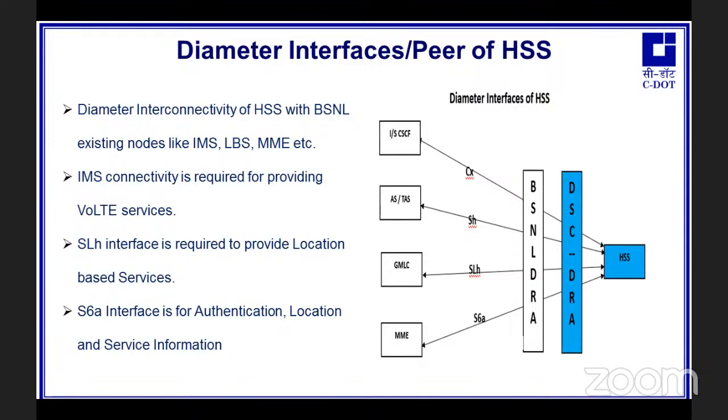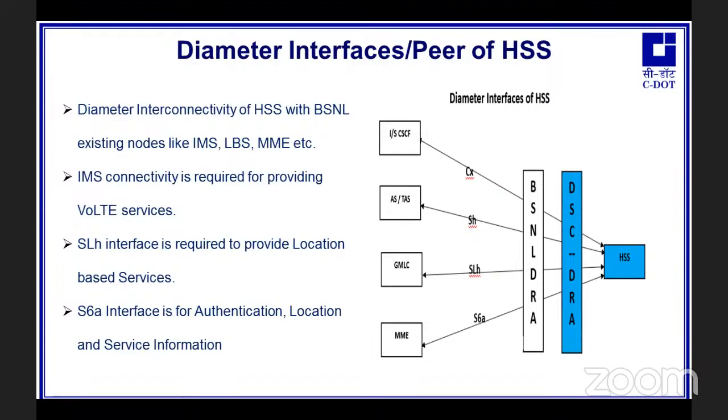Diameter connectivity of the HSS with BSNL existing nodes like IMS, LBS and MME needs to be ensured. In case of IMS, all the Cx interface and Sh interface traffic will go via the Diameter interface only, with the existing I-CSCF, S-CSCF and TAS for the UDR, UDA queries and so on. This Diameter reachability needs to be ensured. How it is connected over Diameter, we'll cover in the next few slides.